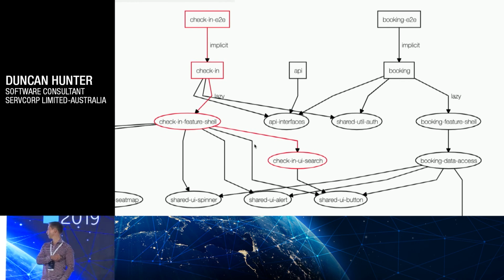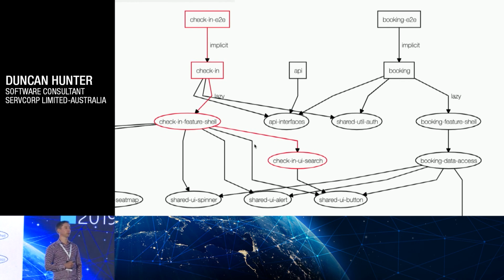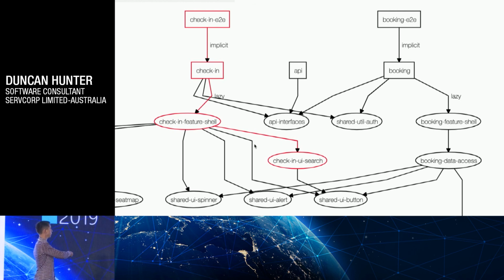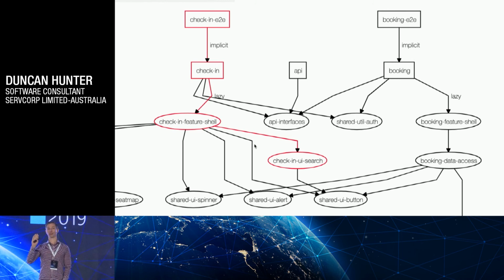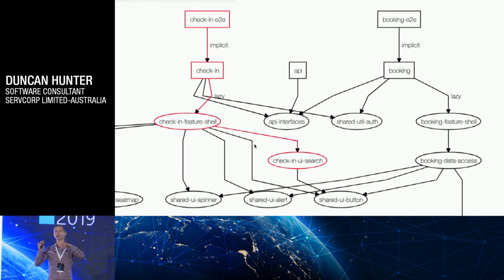So here you can see that this check-in UI search down the bottom has now been used by the feature shell, and I'm going to need to rebuild the check-in app and deploy that. I never look at these. These get massive. I would need a monitor from here to the end of the room to look at the dependency graph because you make so many libs and apps. But under the covers, what's important is NX knows.